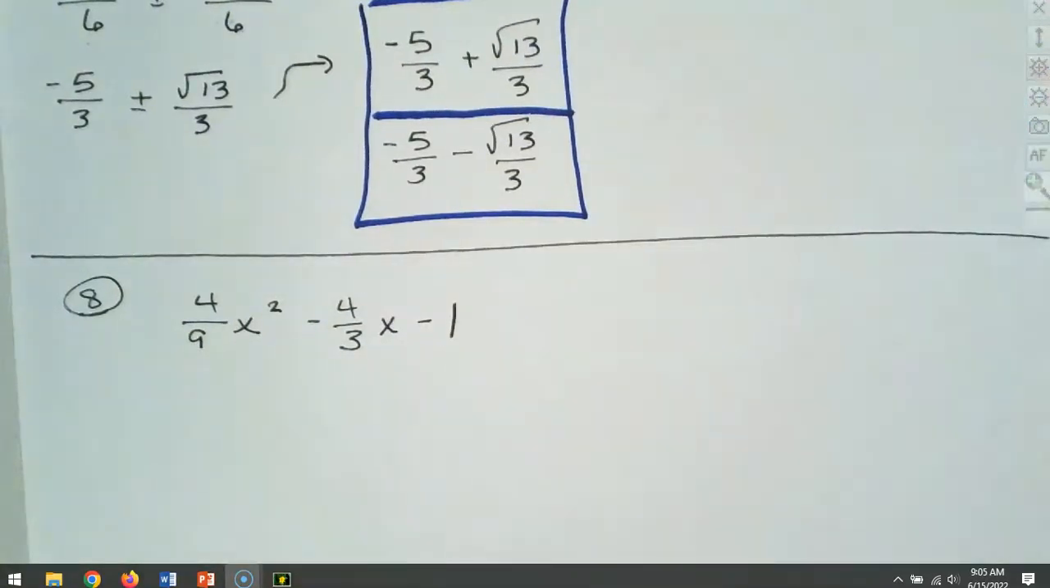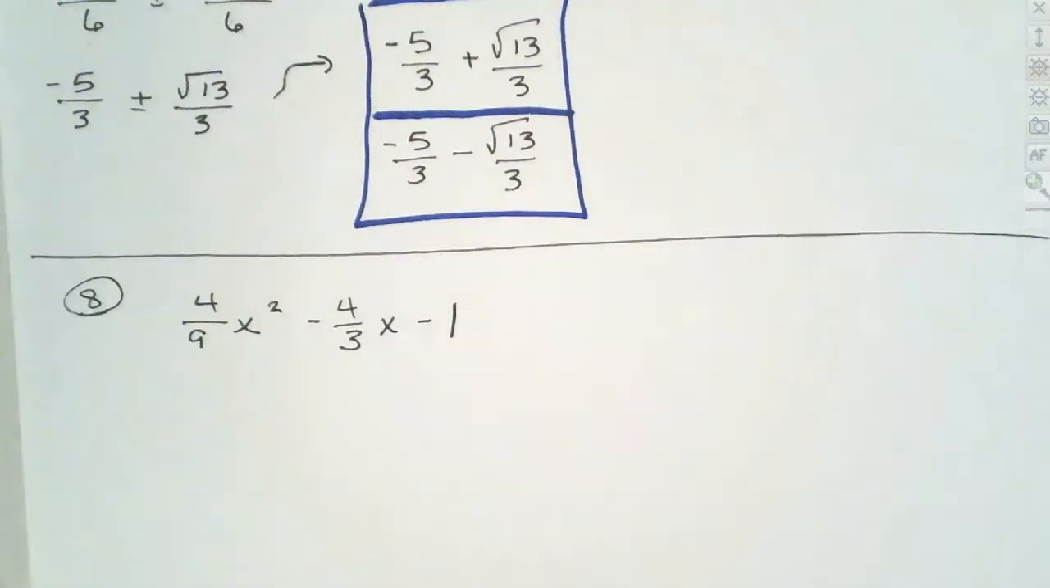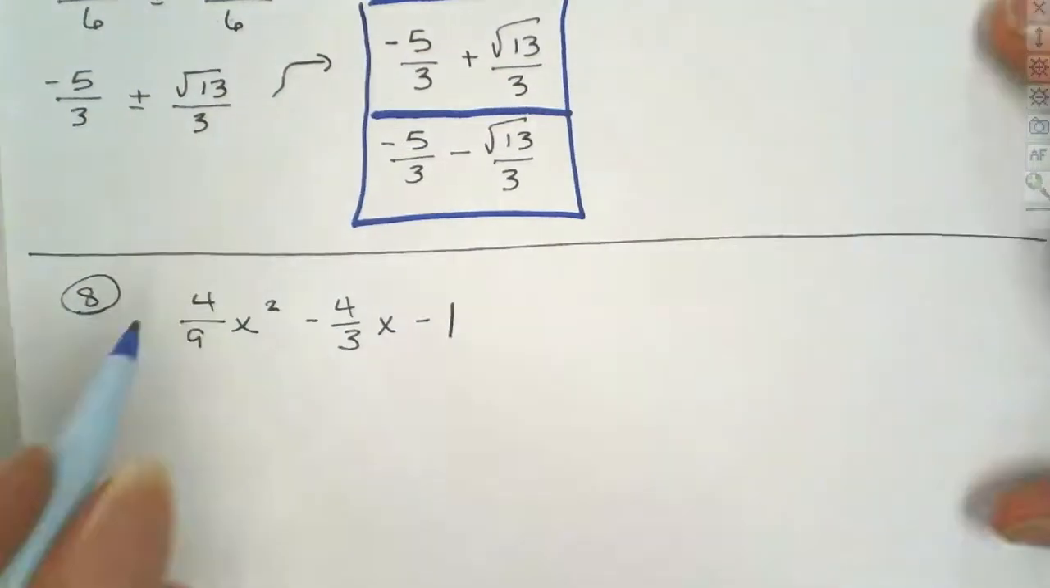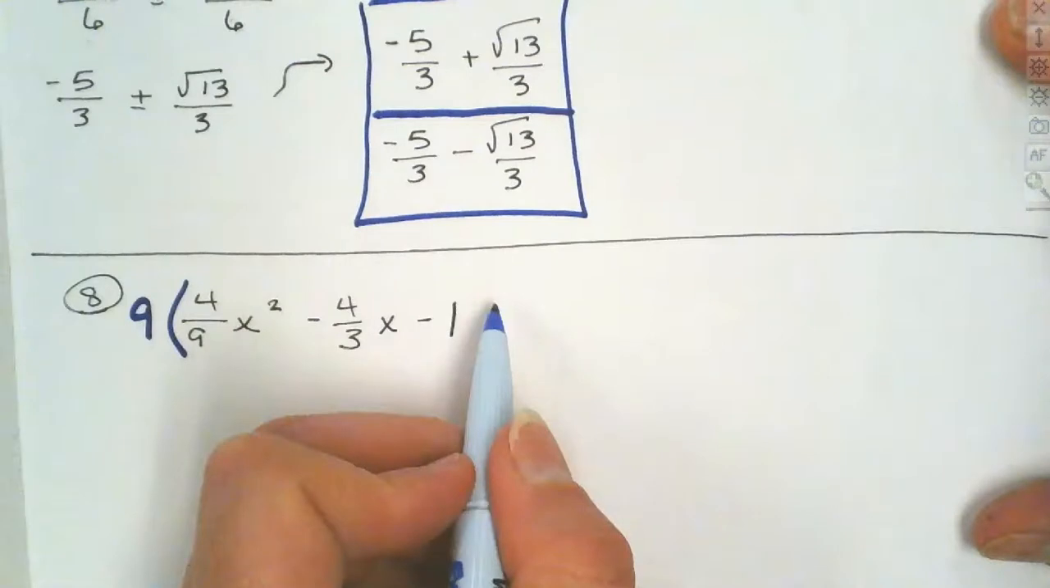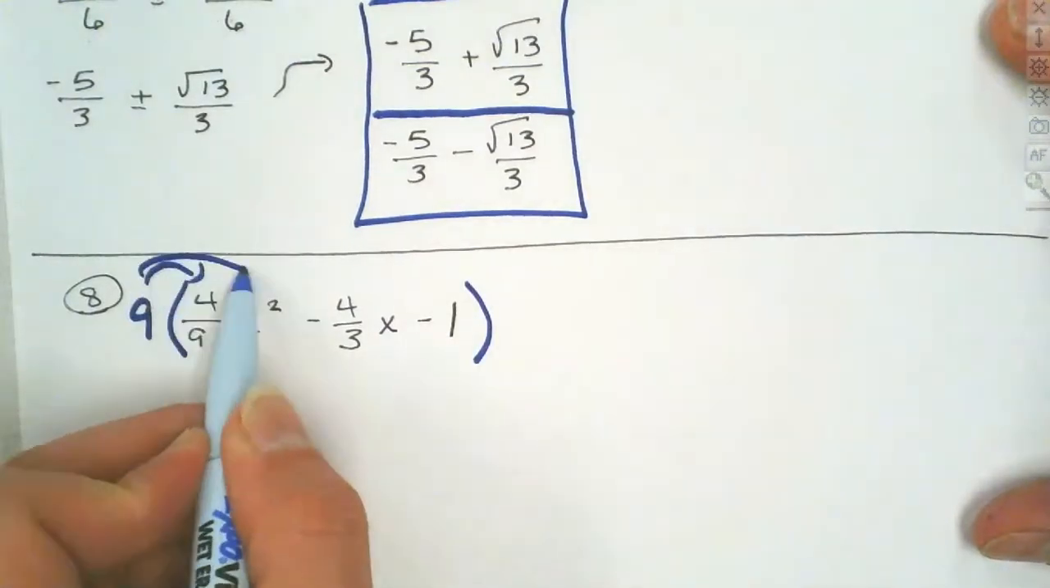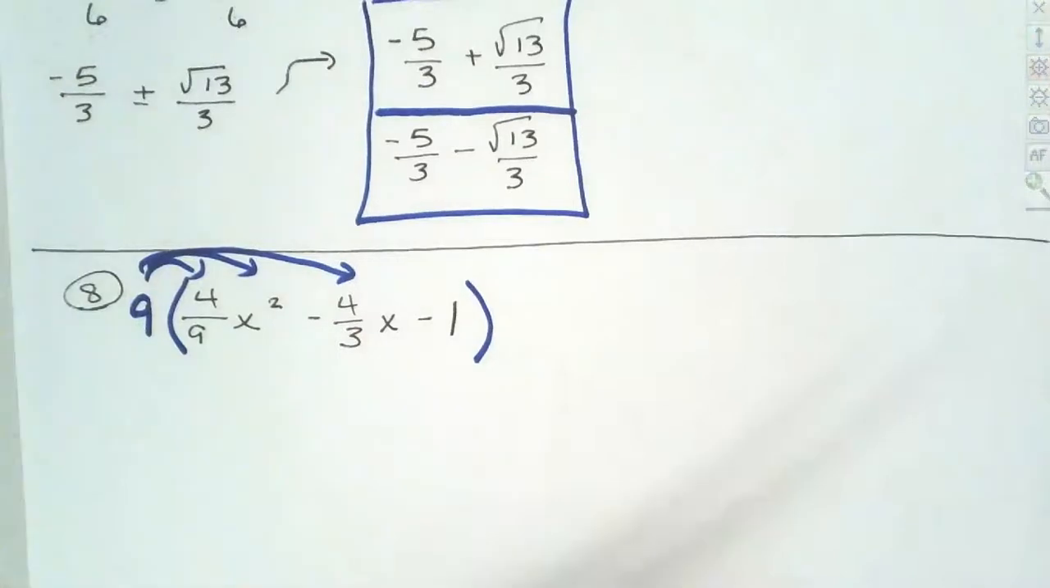So in this case, we want to clear out our fractions. And this is going to be exactly the same as any of the others we've done. We want to go ahead and clear out the fractions. And when we look at our denominators, we have a denominator of 3, and we have a denominator of 9. And if I multiply it all by 9, that's going to remove all the fractions. So that's my second step here, is to go ahead and multiply it all by 9.